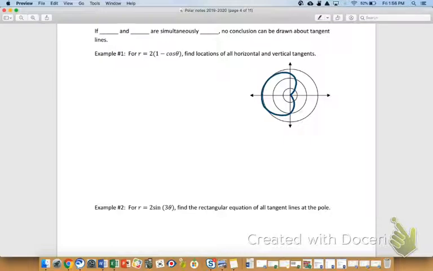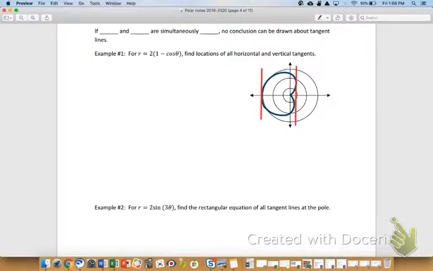Mine looks more like a heart than that. So yeah, it looks like a cardioid. Let's make some predictions here. How many vertical tangent lines do you think you're going to find? Two. Okay, so one of them is over here, and you think the other one's over here.